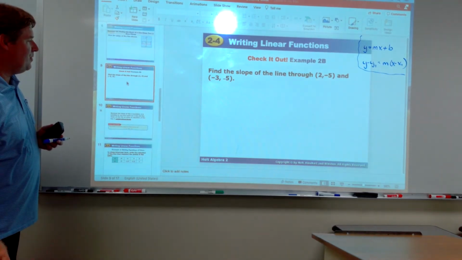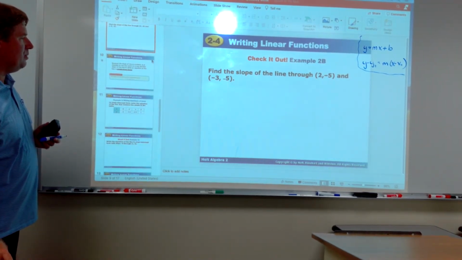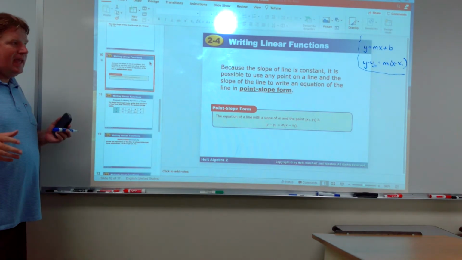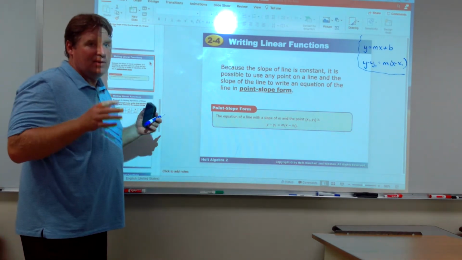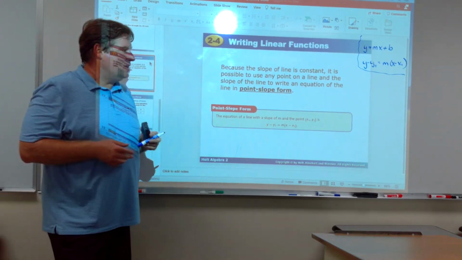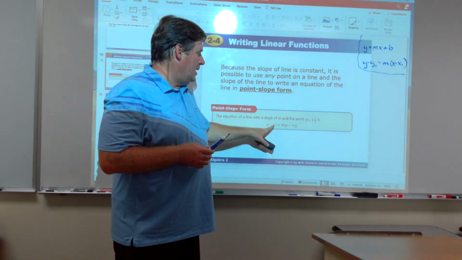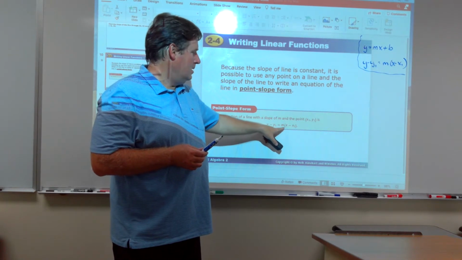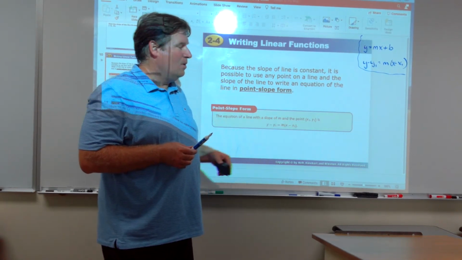All right, another type of form besides slope-intercept form is point-slope form. And this is really handy to have. If we know a point that's on a line and we can figure out the slope, we can put it in this form right here, by taking y minus the y coordinate equals the slope, and then x minus whatever that x coordinate is.